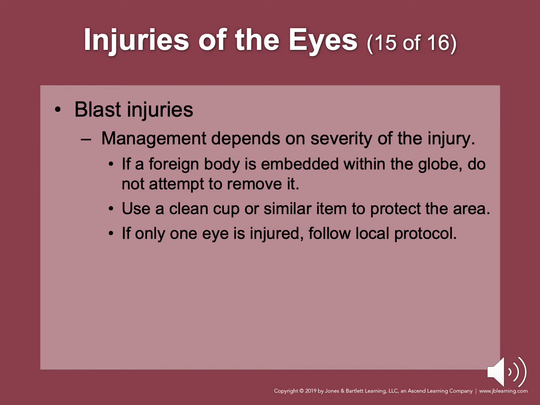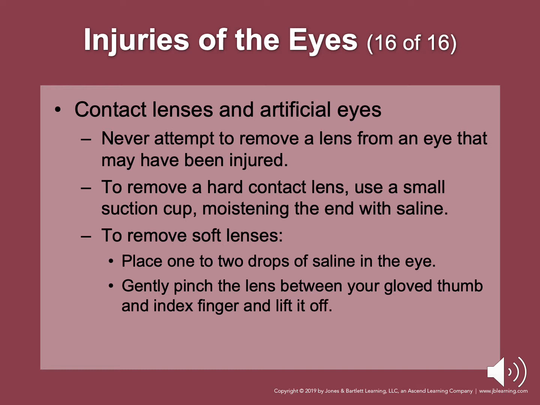To remove a hard contact lens, use a small suction cup, moistened with saline. To remove a soft one, place 1 or 2 drops of saline in the eye and gently pinch the lens together between your thumb and index finger, and then lift it off the surface of the eye. Place the contact lens in a container filled with sterile saline solution to prevent damage. Inform the ED if a patient is wearing contact lenses.